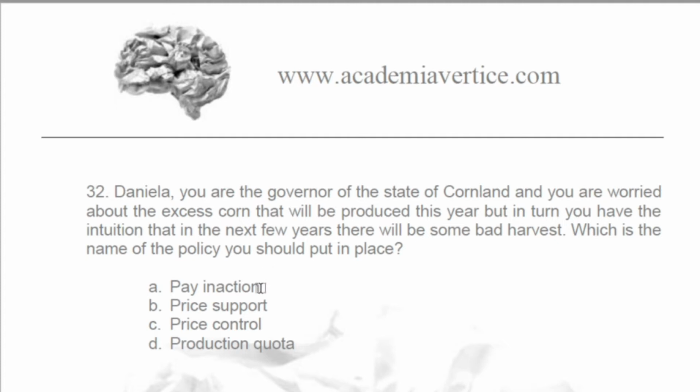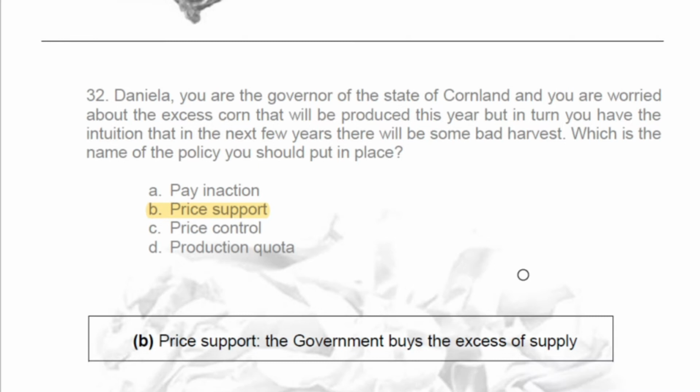Paid in action? No. The paid in action, you are doing maybe the correct for this year, but you are doing nothing for the next years. Okay, the correct one should be price support. Yeah, because you keep that corn you buy, and if a bad harvest comes, you take it out to the market and you act as a supplier in order not to increase the price of corn so much with the bad harvest. Okay, so I think it's clear.